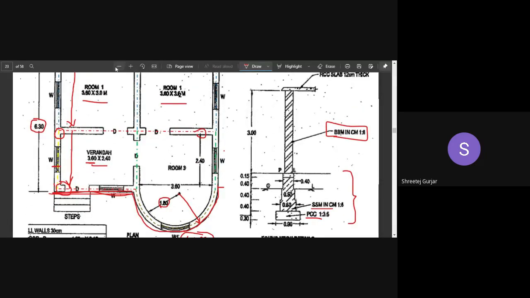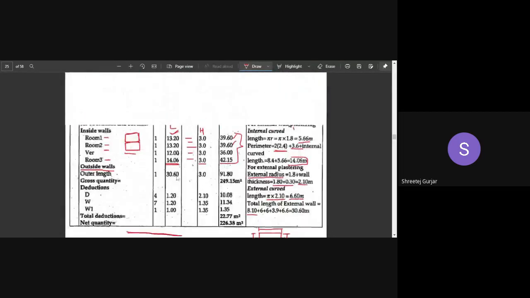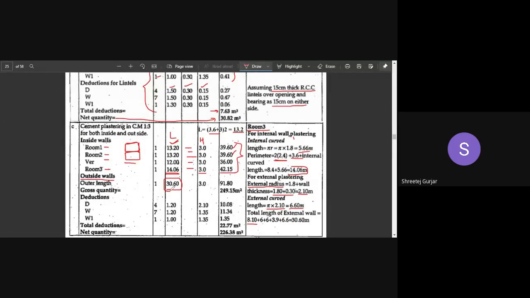That is equal to 30.6. The height we know is 3 meters, so the total quantity we get is 91.8. The total gross quantity, that is internal plus external, we add, and we get the total quantity of cement plastering for internal as well as external as 249.15. So this is my gross quantity of cement plastering for internal plus external walls.